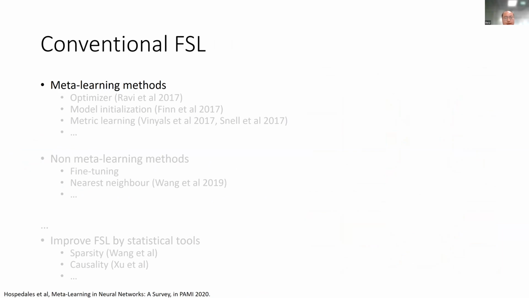Okay, now I want to briefly talk about some conventional few-shot learning methods. The mainstream of few-shot learning methods are meta-learning methods. Different from the conventional methods, meta-learning methods treat the entire optimization pipeline as trainable modules, including the model initialization, learning rate, and even the optimizer, and so on and so forth.